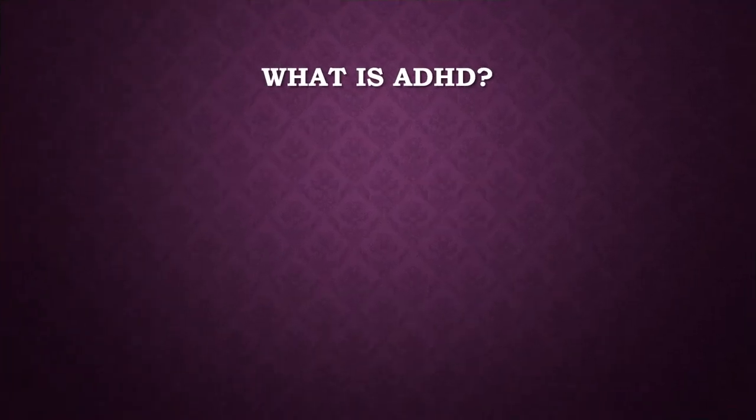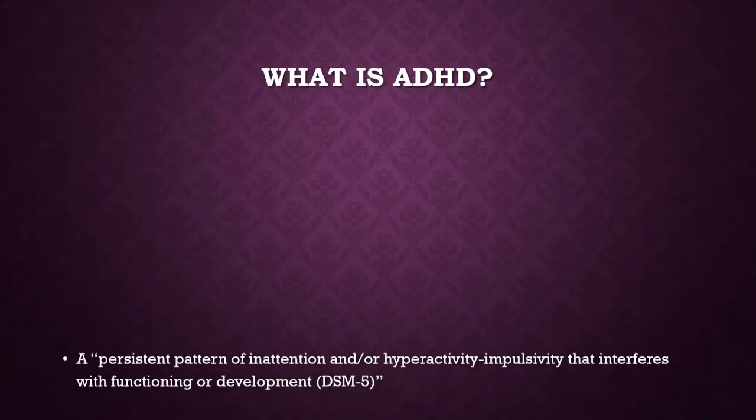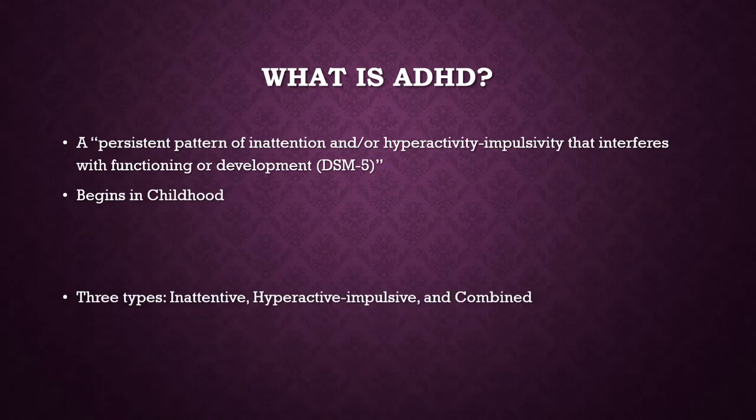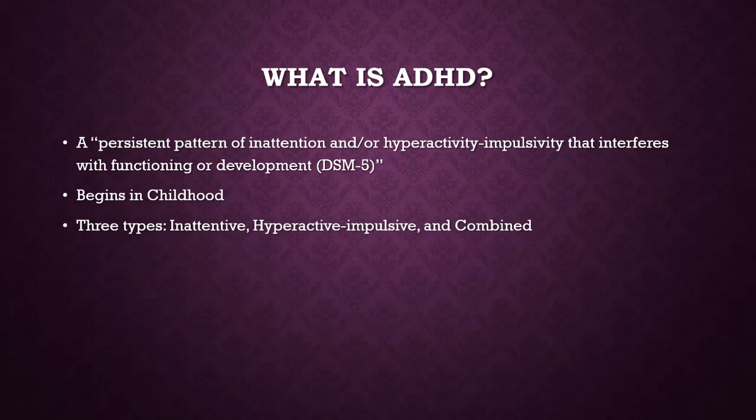So, what is ADHD? The Diagnostic and Statistical Manual of Mental Disorders, 5th edition, defines it as a persistent pattern of inattention and/or hyperactivity impulsivity that interferes with functioning or development. ADHD begins in childhood but persists into adulthood. There are 3 different types of ADHD: inattentive type, hyperactive impulsive type, and combined type.